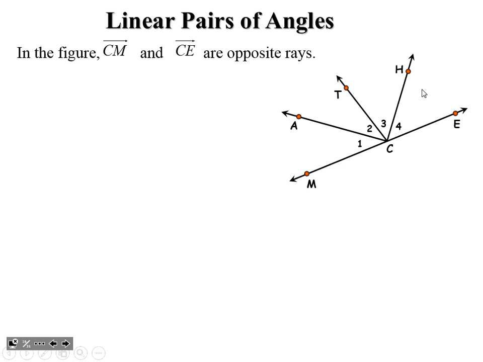So, looking at this, it shows that in the figure CM and CE are opposite rays. I'm going to highlight that with a pen. CM and CE are opposite rays.